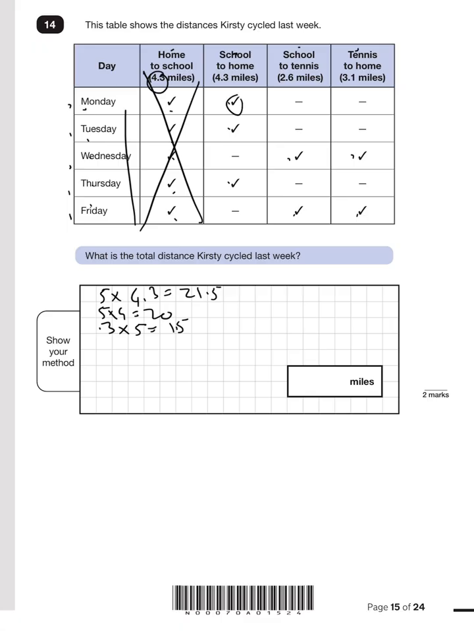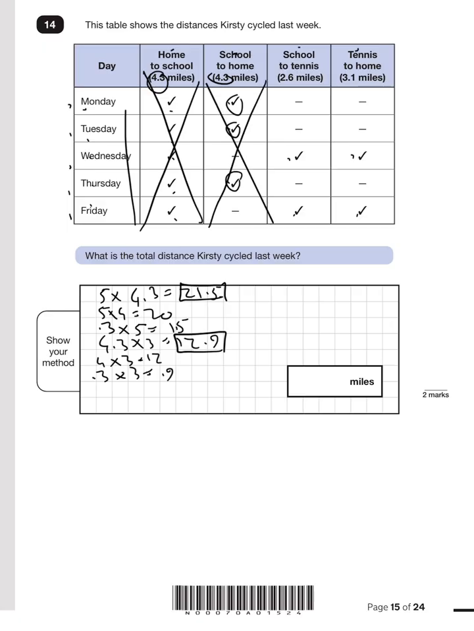Now this section, we've got 1, 2, 3. So we're doing 4.3 times 3. So again, 4 times 3 is 12. 0.3 times 3 is not 9. So it must be 0.9. So it would be 12.9. So these are our two important numbers so far, 21.5 and 12.9.